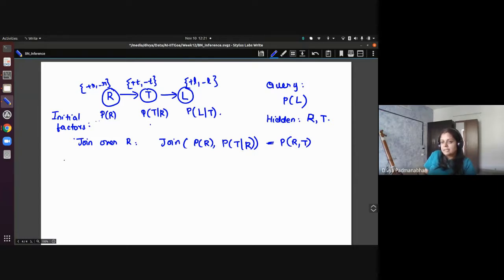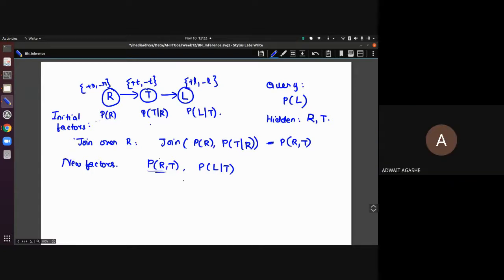Now let's take the new factors. You can actually get rid of the factors P of R and P of T given R, and you can just use P of RT and P of L given T. This is the new factor that you computed, P of RT, and P of L given T, which was already there initially. You didn't do any operations on it. Okay, so these are the new factors. Now, how can you get P of L from here?